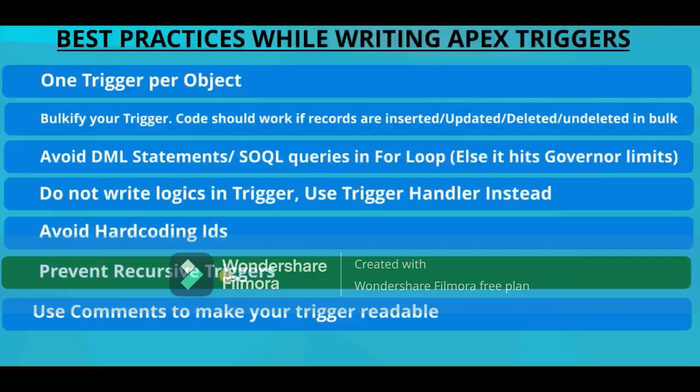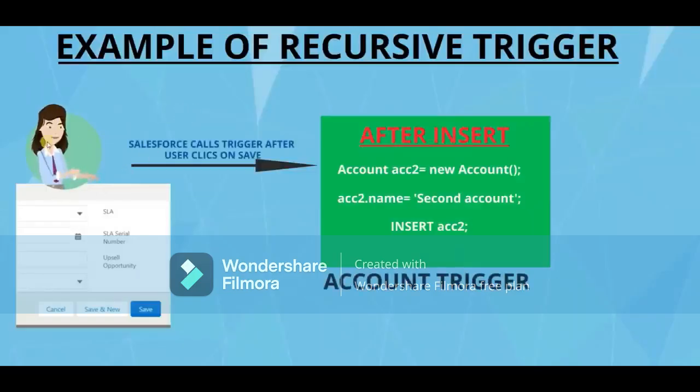Next one is prevent recursive triggers. So in triggers, there is a chance that our trigger will be called again and again and again in a loop. It's like an infinite number of calls. So we need to prevent that from happening. So this is also an interview question. We need to know how to prevent triggers from being called recursively. Let's see with an example.